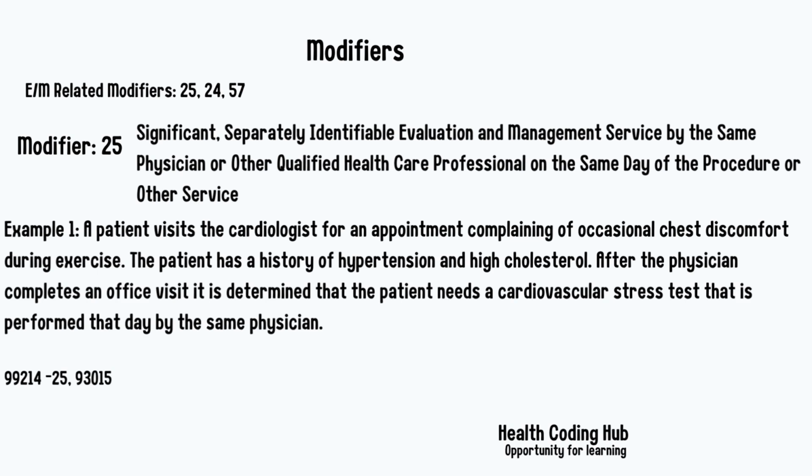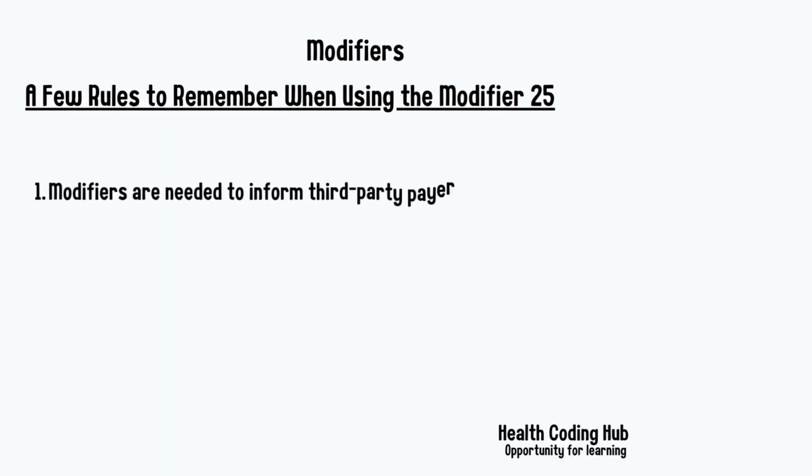Here we need to bill the E&M visit as an office visit, as it is completed in the outpatient office, so we need to assign a code from the series ranging from 99202 to 99215. The physician same day performed a stress test along with the E&M code. For the stress test we need to assign the CPT code 93015, and we need to assign modifier 25 to the E&M to indicate that there was a separately identifiable E&M on the same day as the procedure. A few rules to remember when to use modifier 25.